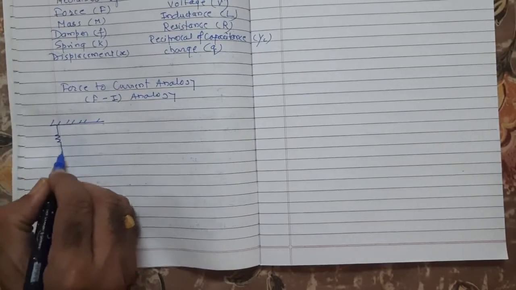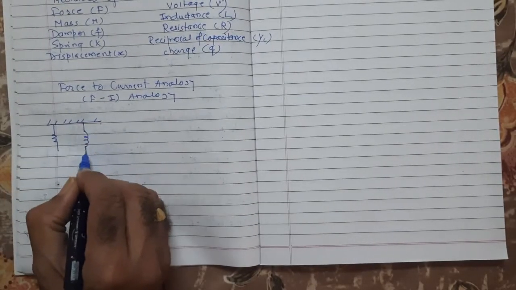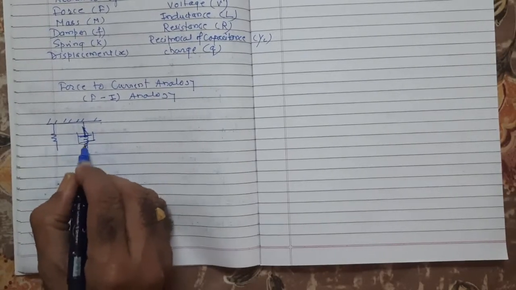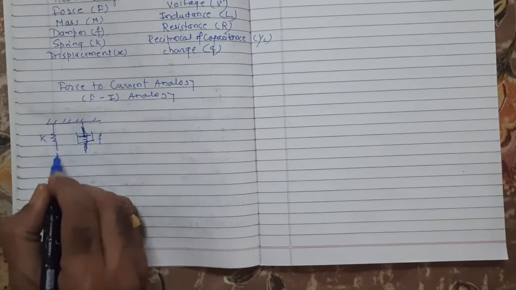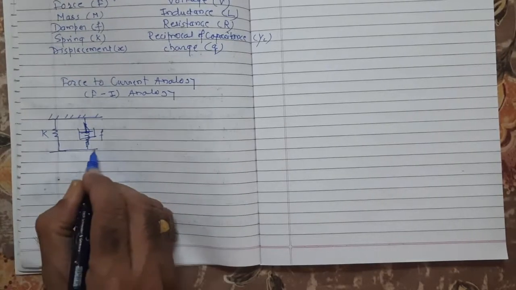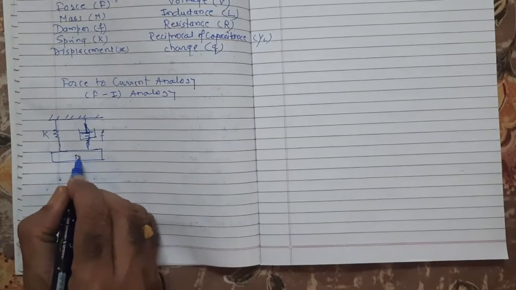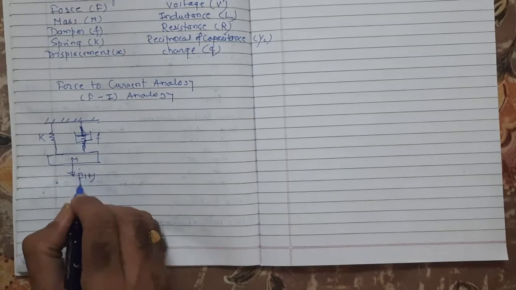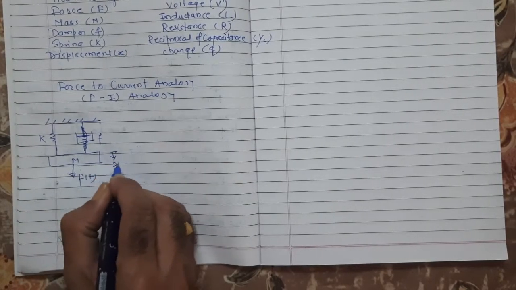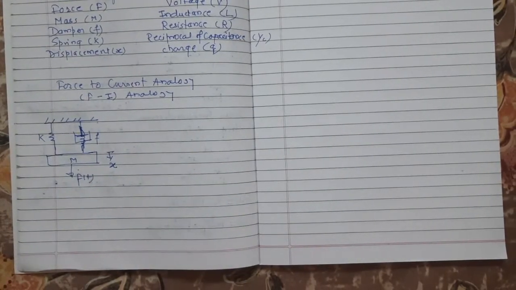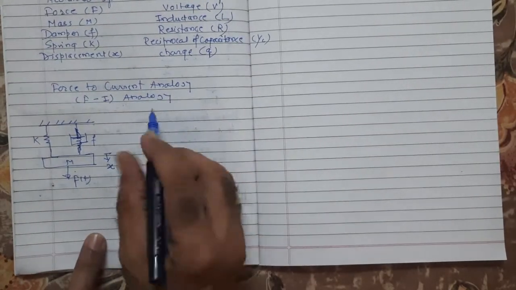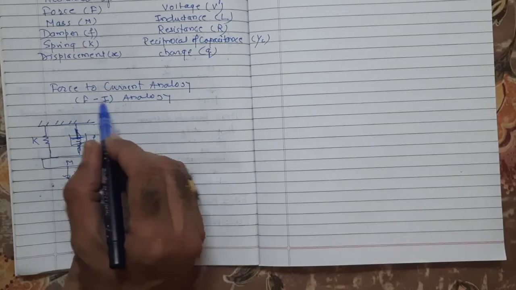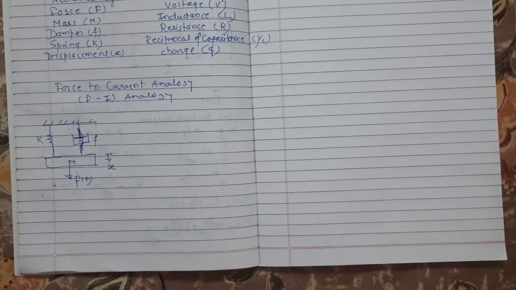Here this is F, this is K, here is M, and again here is F of t. Here the displacement is again x. Similarly, here is the force to current analogy. That means if the input is force, then the input is current in the electrical circuit.